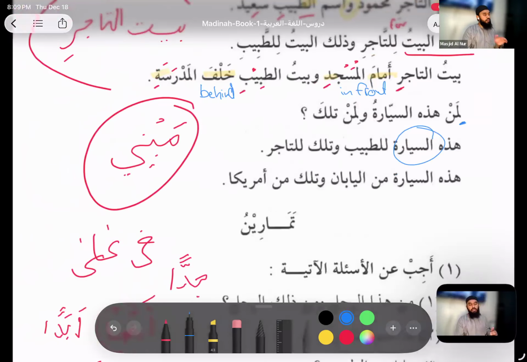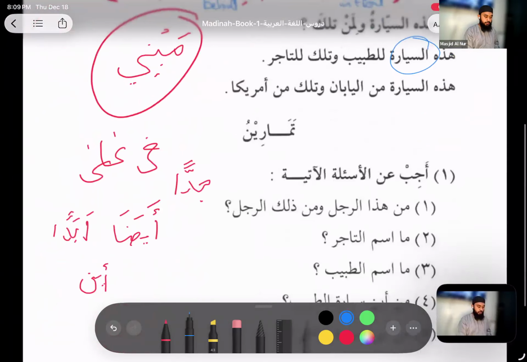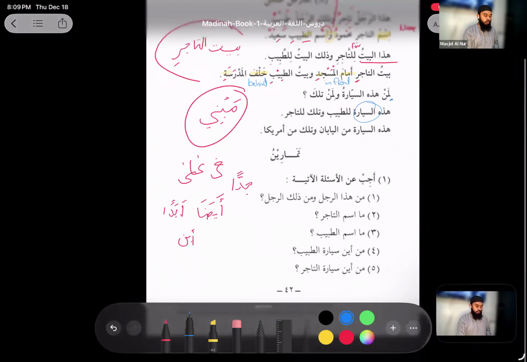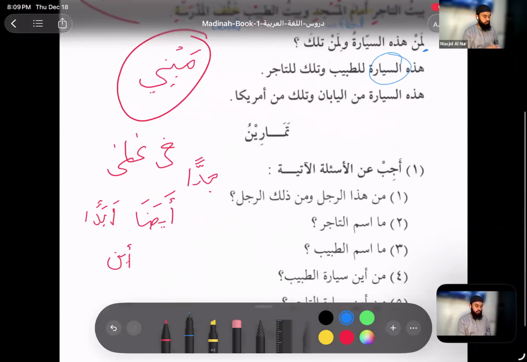We should all be very comfortable in translating these sentences, and also reading them without any vowels. For the homework, I want you to answer these questions. What I'm going to be doing, not next week, inshallah, Monday, I'm going to start getting conversational.